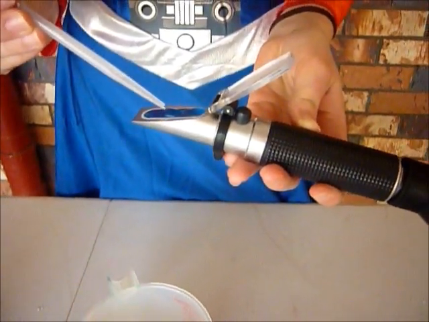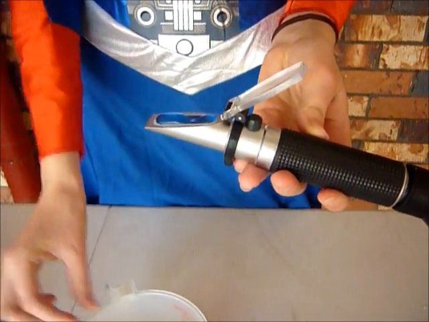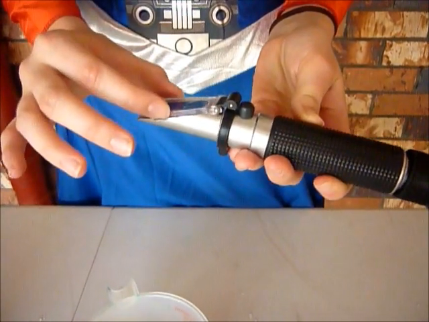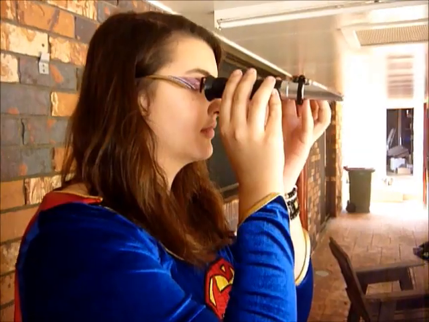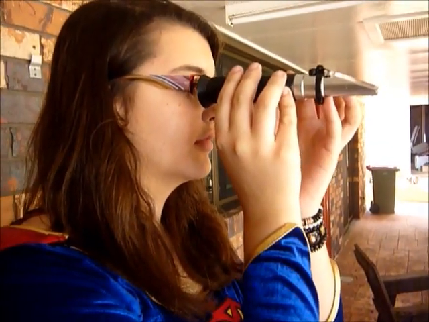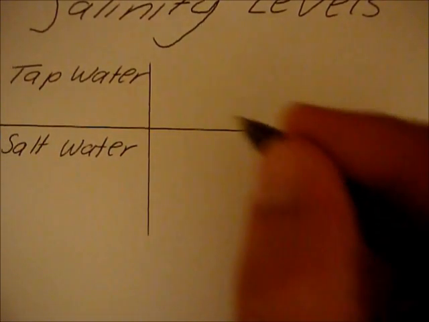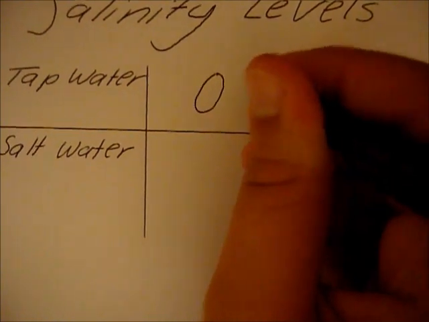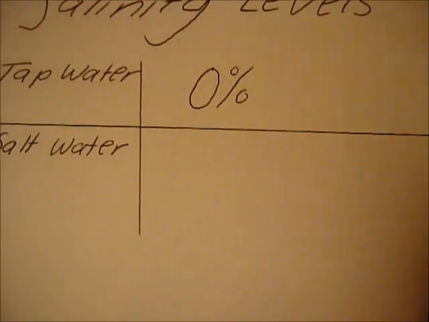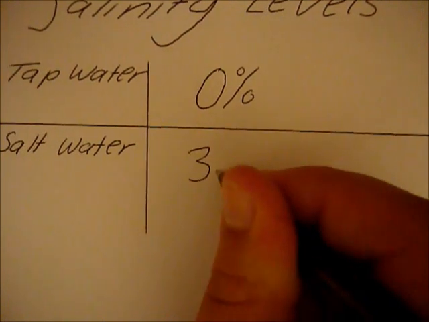The salinity of the tap water was 0%, which was expected, as tap water shouldn't contain salt. The saltwater, on the other hand, produced a reading of 3.9%. If our experiment is successful, this reading should decrease after desalination has occurred.